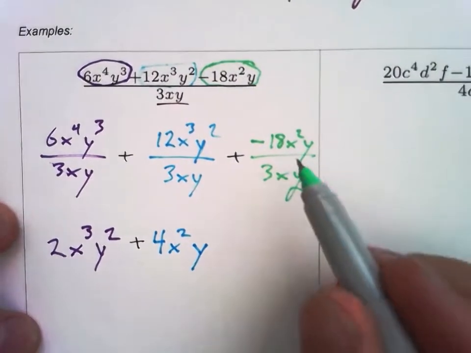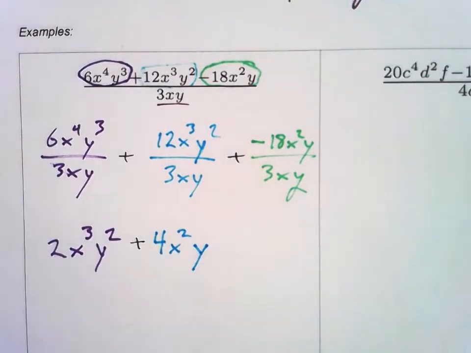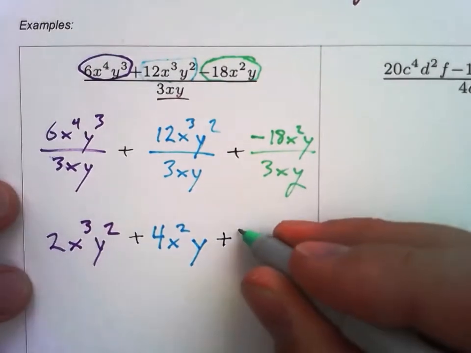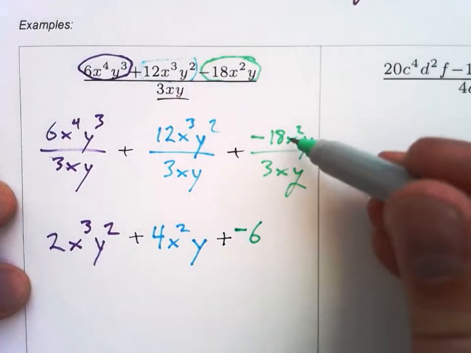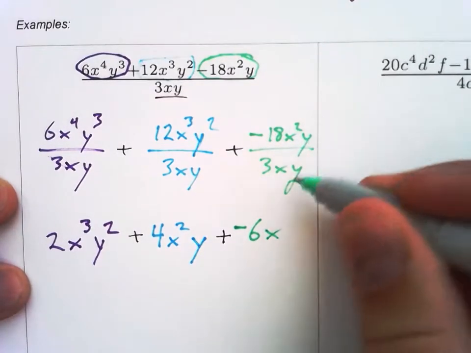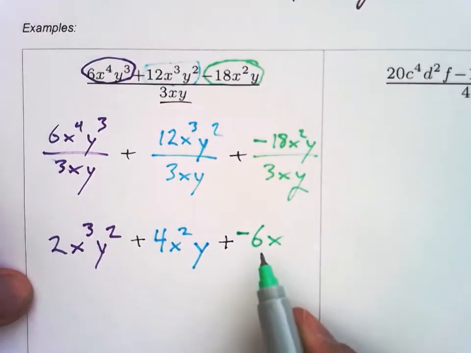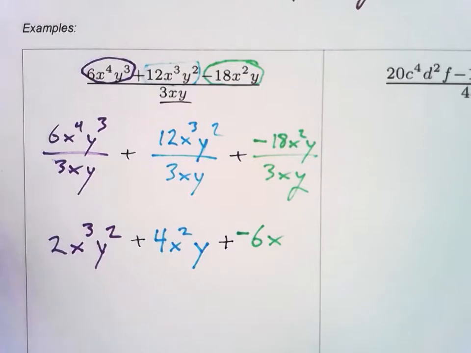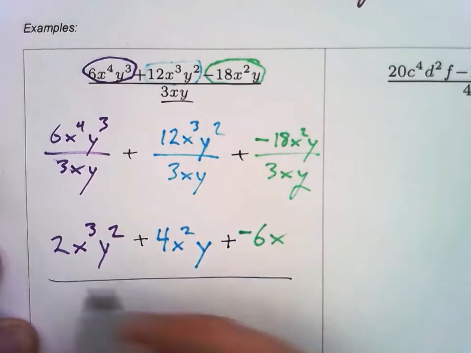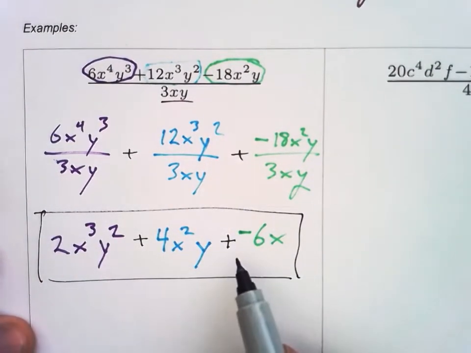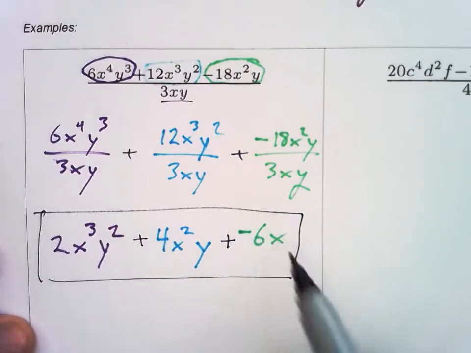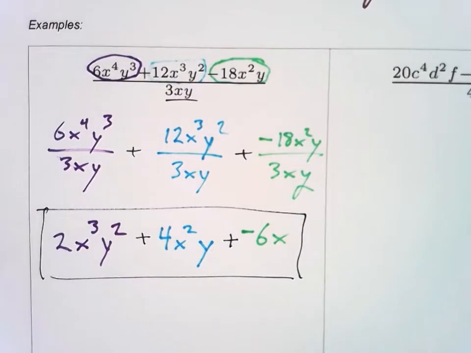Okay, last part. Negative 18 divided by 3 is going to be negative 6. X squared divided by x is x. Y divided by y is 1. So it'd be negative 6 times x times 1. But you don't need to write times 1 if you don't want to. So that is going to be the answer right there. And if you want to rewrite the plus negative 6x as just a minus 6x, that's okay too. Either way is the same thing.